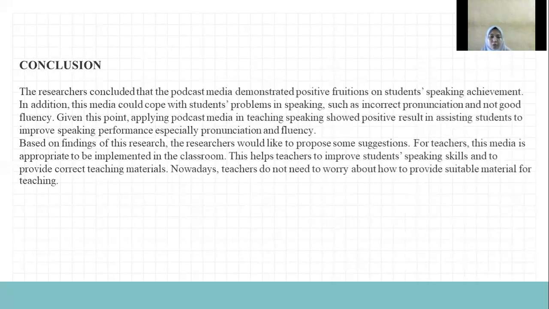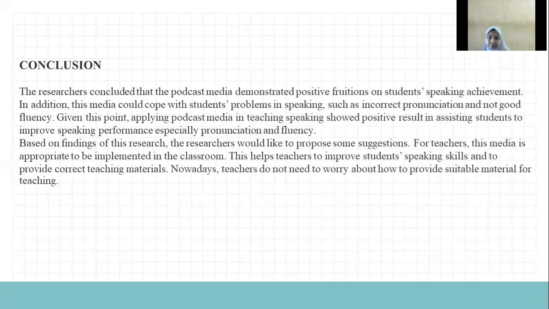And then the last, the conclusion. The researcher concluded that podcast media demonstrated a positive effect on students' speaking ability. In education, this media could cope with students' problems in speaking, such as incorrect pronunciation and fluency. Given the points, applying podcast media in teaching speaking shows positive results in assisting students to improve speaking performance, especially pronunciation and fluency.